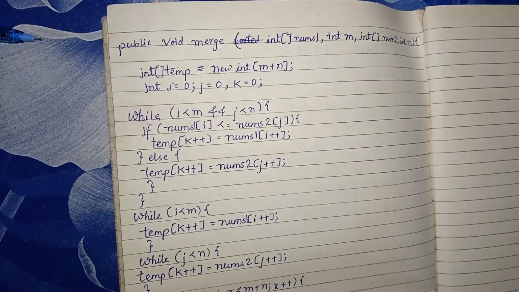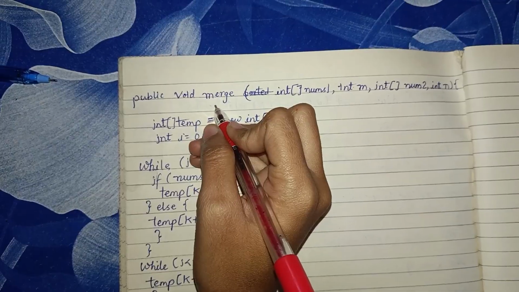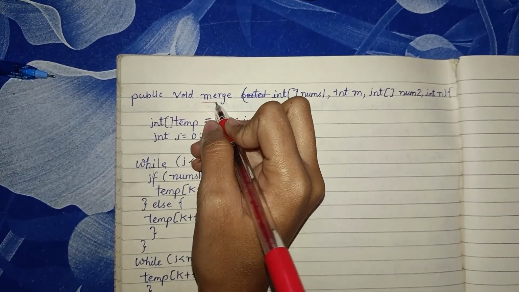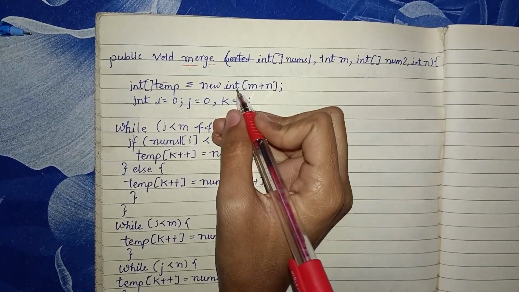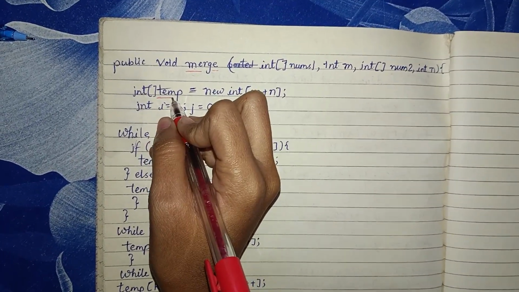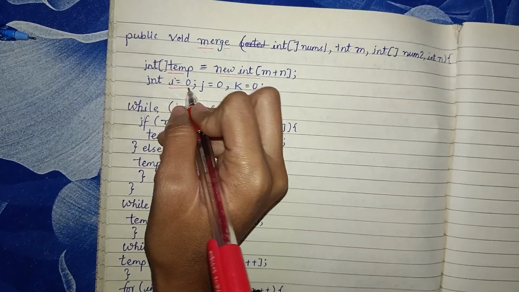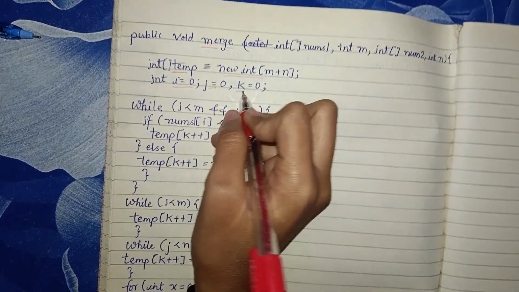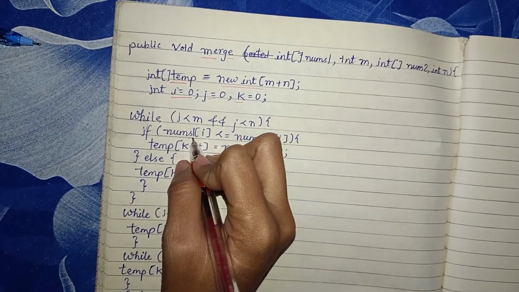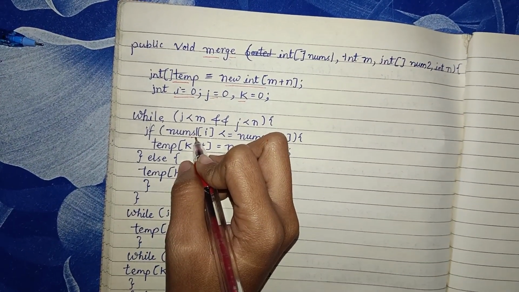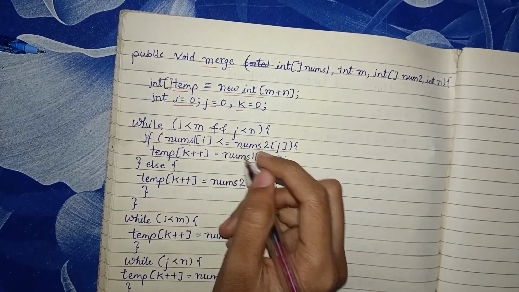Now we are seeing the brute force of merge two sorted arrays. So first we create a temporary array to store merged elements. We initialize 3 pointers i, j and k. Pointer i is for nums1 and pointer j is for nums2 and k is for temp. Now we compare elements from both arrays.